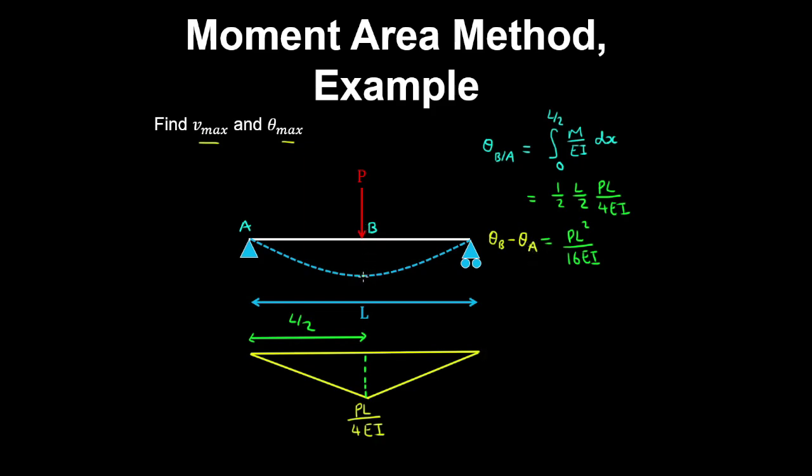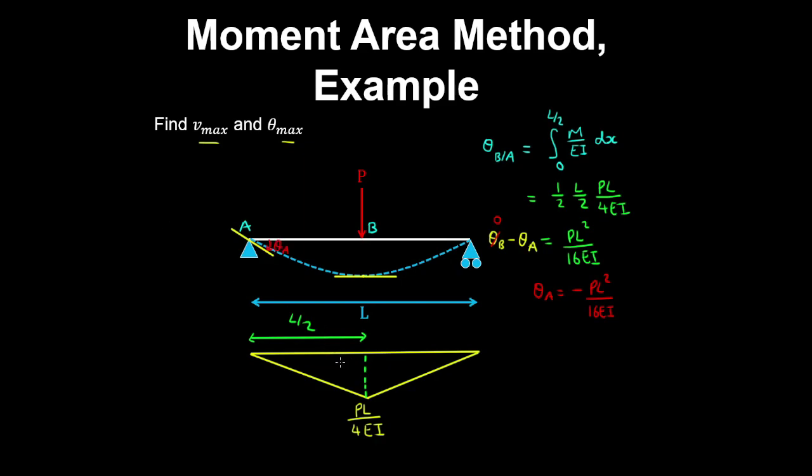And we know that by symmetry of the beam, the slope of the tangent to the curve is 0 at B, and the slope of the tangent to the curve at A is negative. So that means if this is 0, then this equation here gives theta A is minus PL squared on 16 EI. And as expected, theta is clockwise at A.